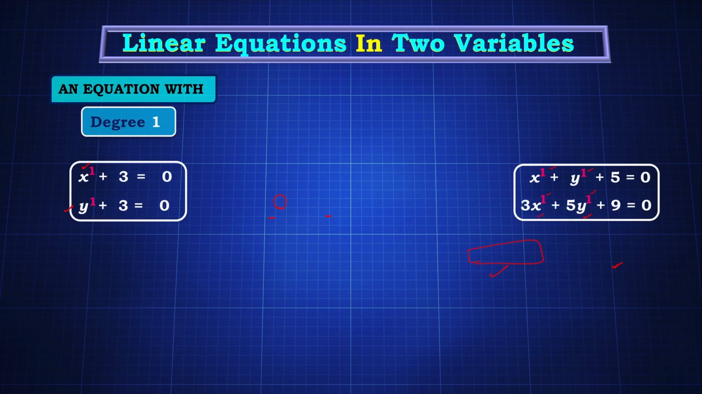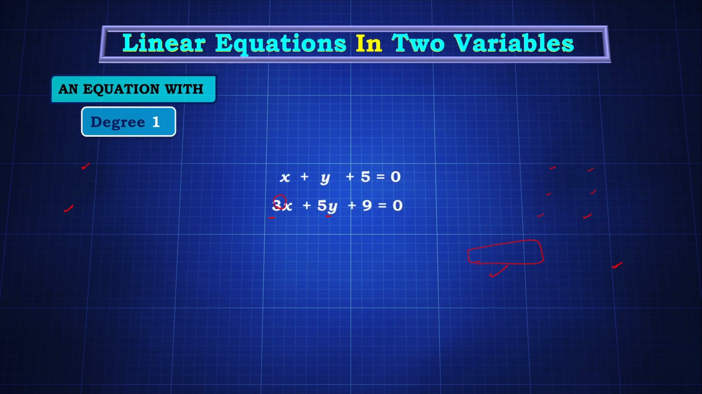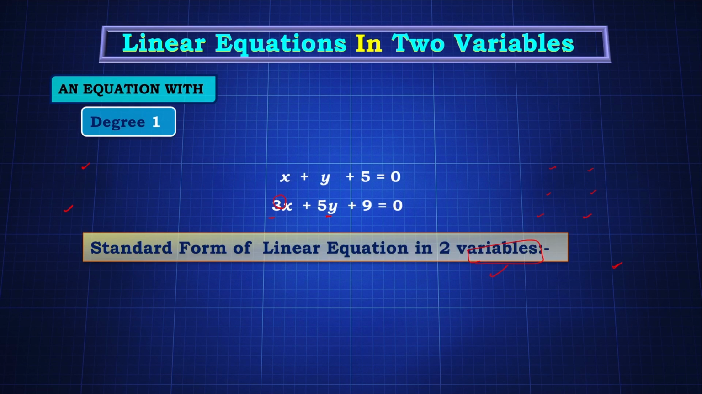So what is a linear equation? Where the variable has a highest power of 1. If it becomes 2, then it's a quadratic equation. So we now know what a linear equation is.